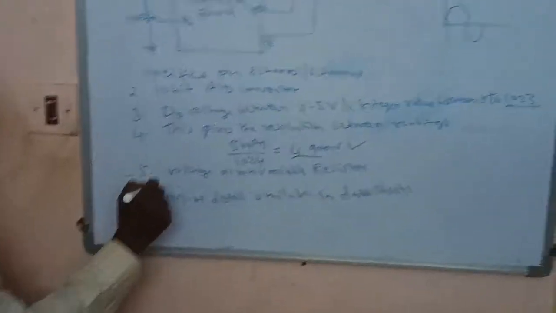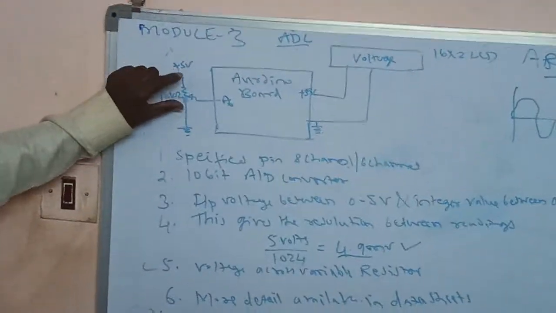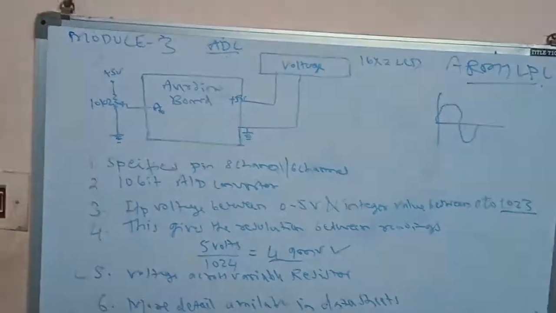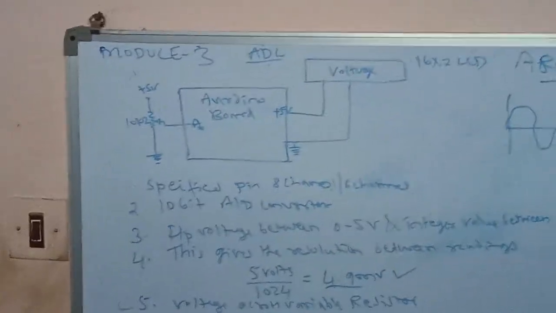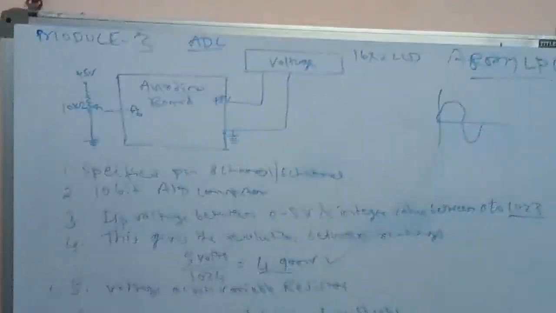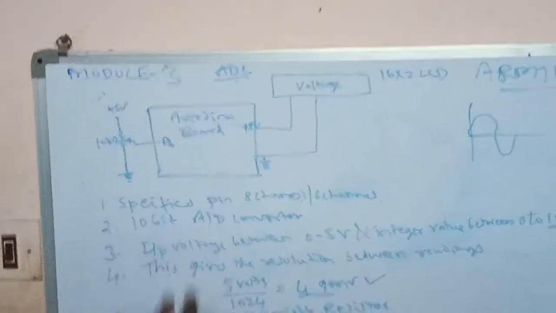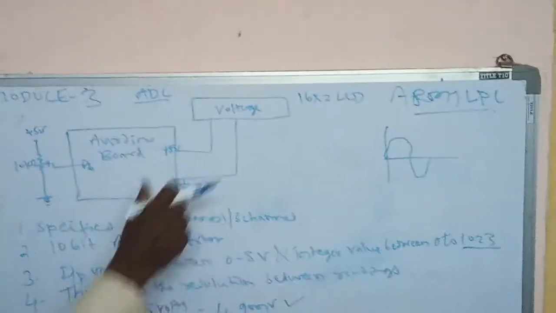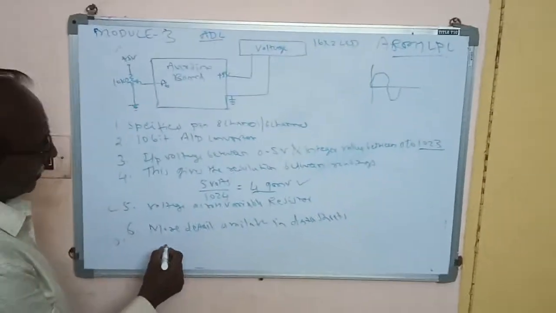Another important point is the voltage across the variable resistor. As we change the resistance, the voltage also changes continuously. You can observe different resistances and get different voltages. You can note down all these things and see how the analog information is converted and shown on the digital display board. For further details regarding the Arduino board and LCD, all the details are available in the data sheets.